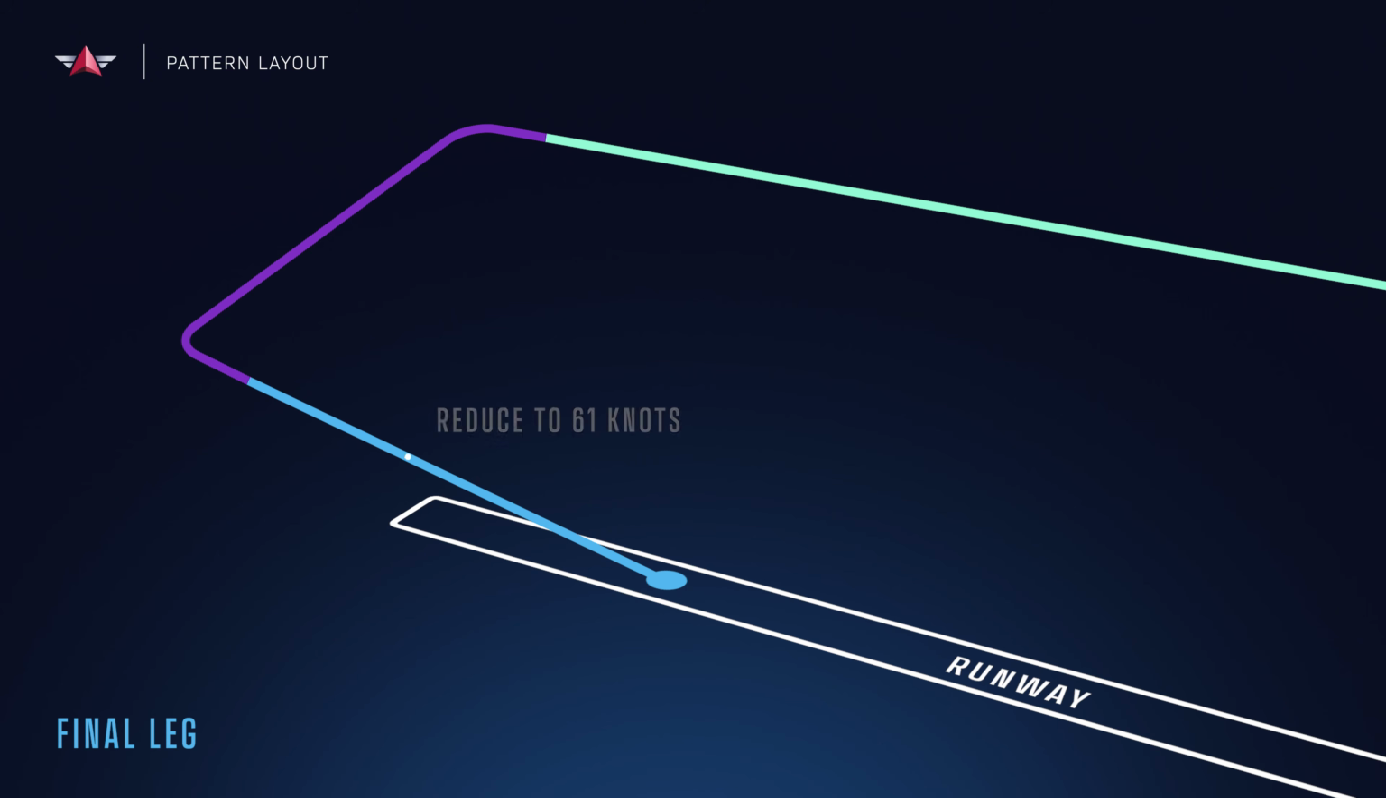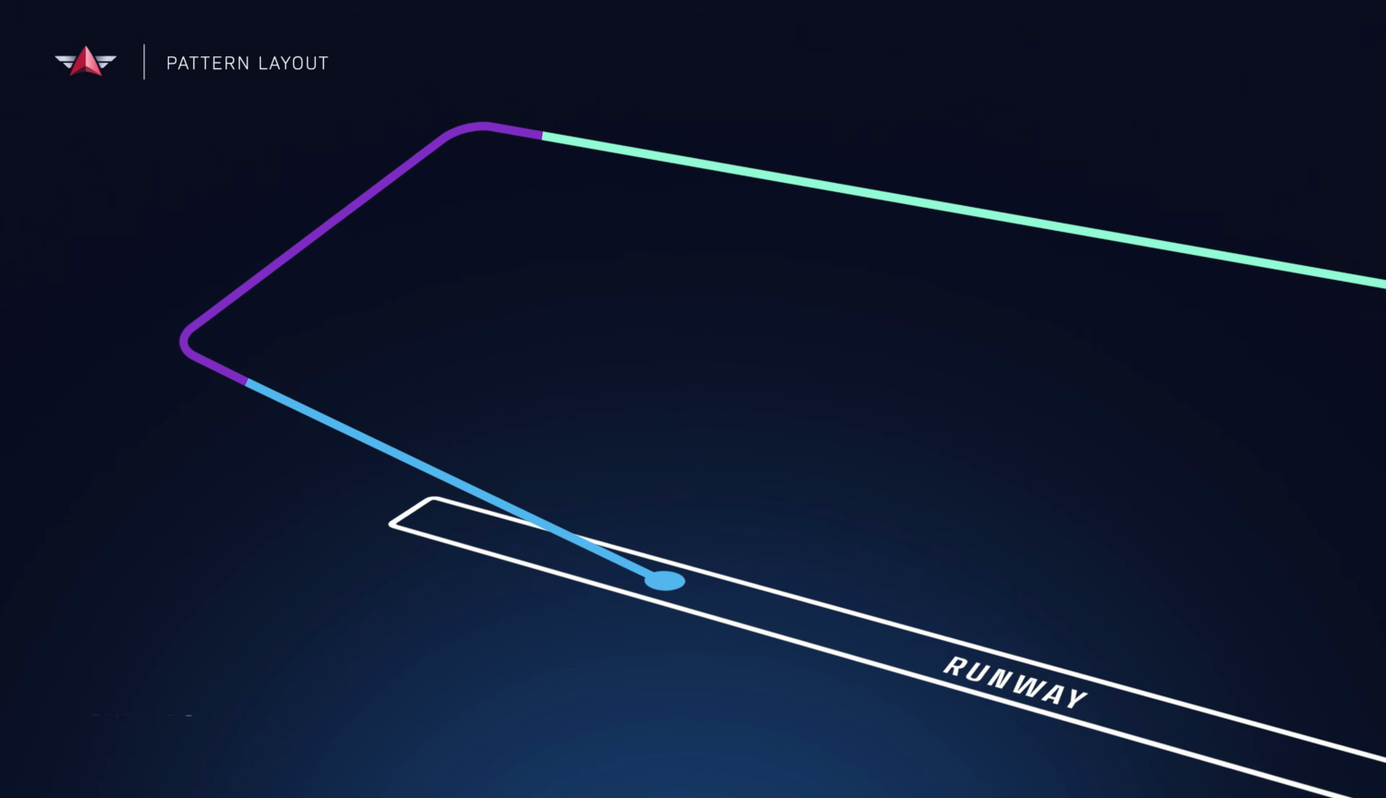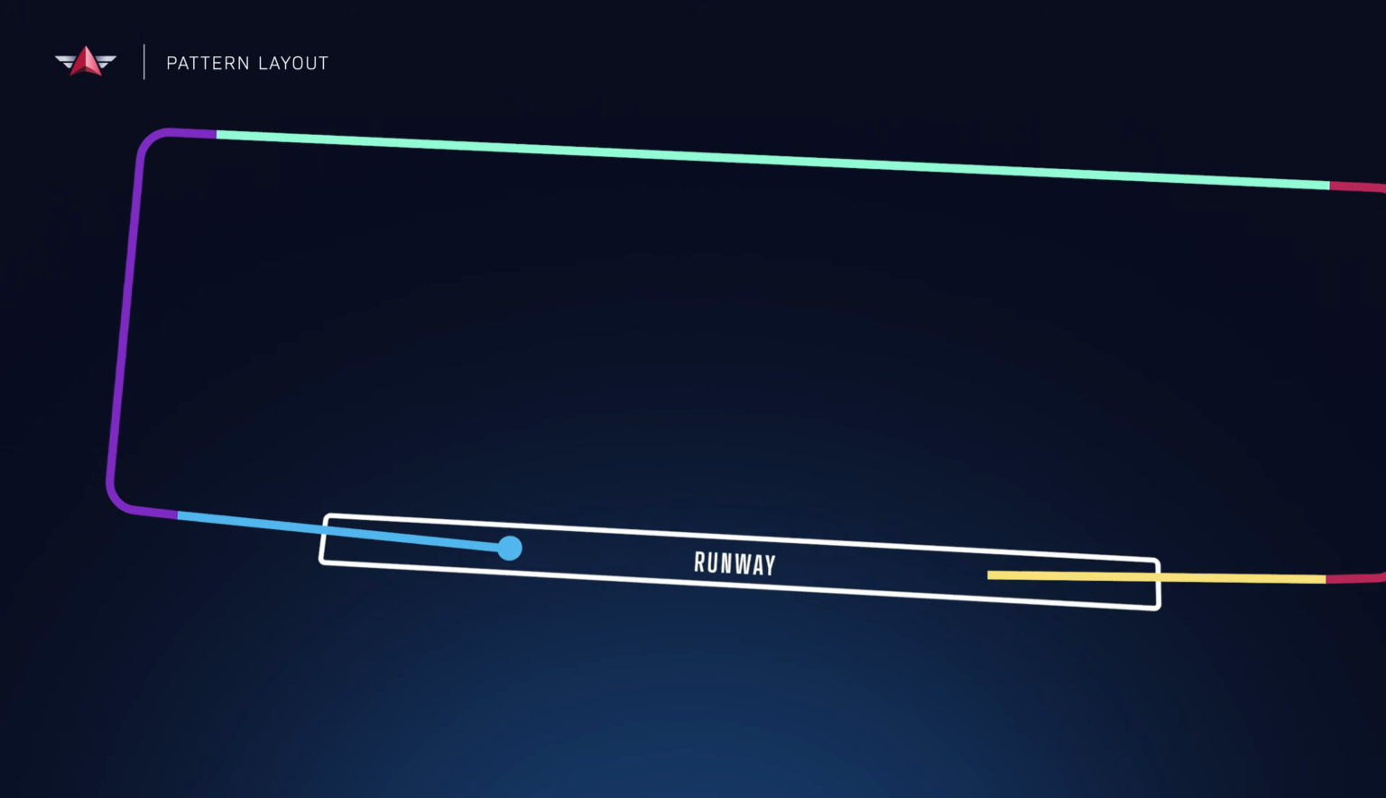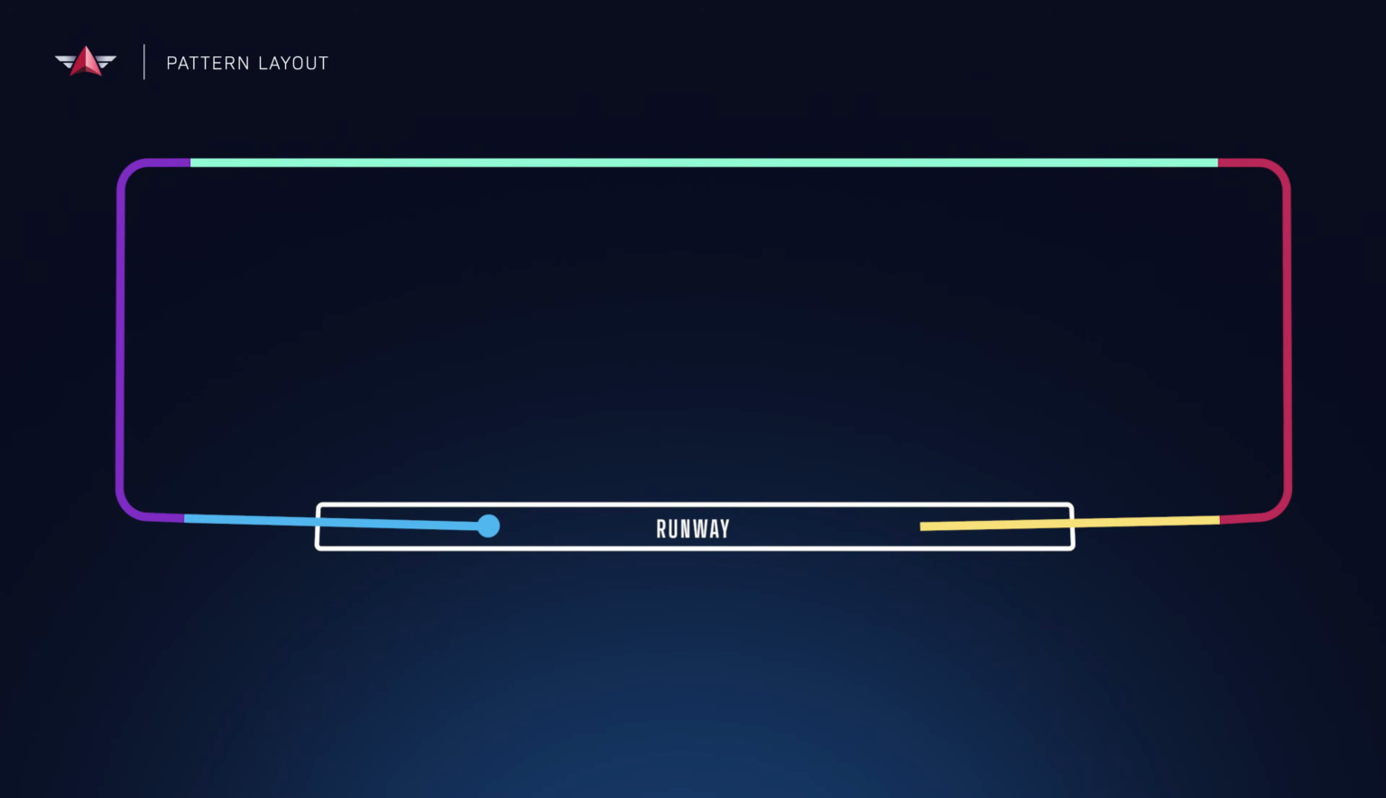As we come closer and approach the runway, we further reduce the airspeed to a threshold speed of 61 knots. And you will be familiar with this segment from our previous lesson that covered landings. From here, we proceed to land. In summary, the traffic pattern consists of the departure, the crosswind, the downwind, the base, and the final leg.